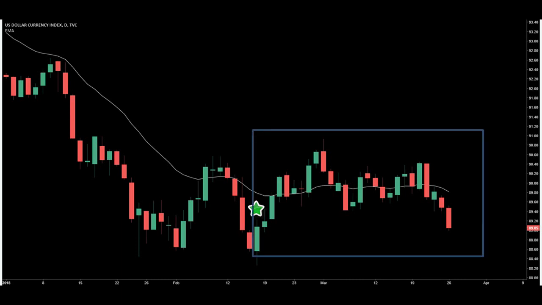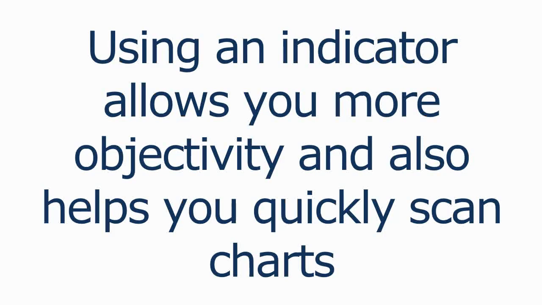Price begins to whip around the moving average, and that indicates the price is in a relative balance at this point. Markets that are in balance are tough to trade regardless of your trading experience. And while you can see the same thing with price action, using an indicator in this way allows you more objectivity, and it also helps you quickly scan charts that are worthy of your attention and your risk.